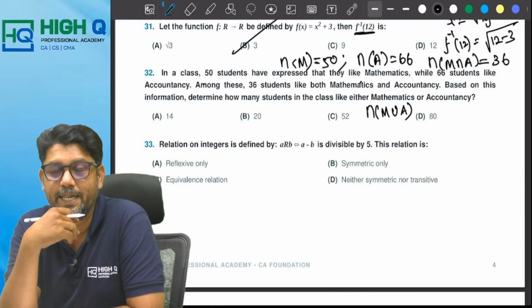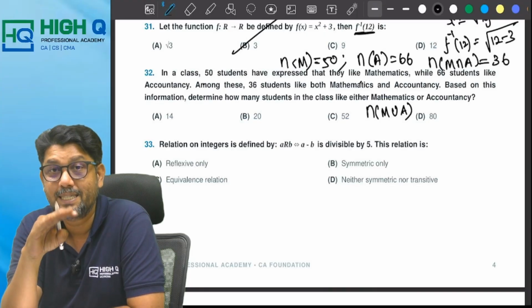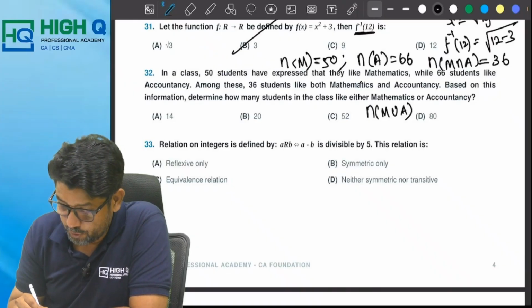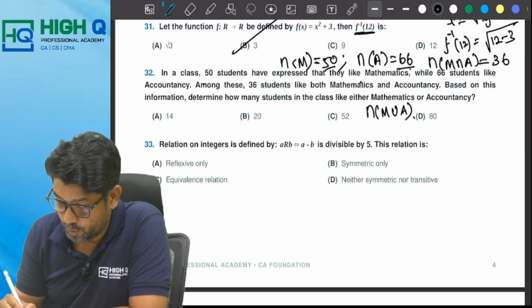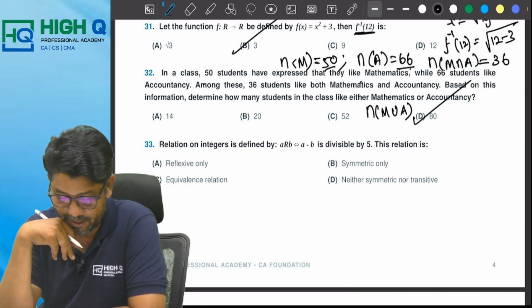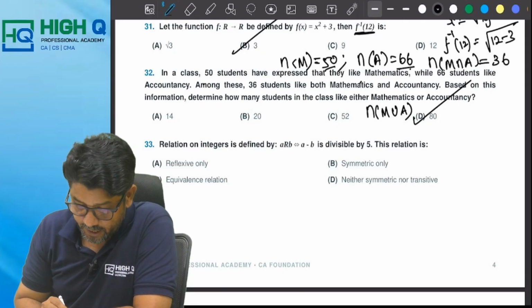Sir, I know the formula, sir. n of M union A is equal to n of M plus n of A minus n of M intersection A. So 50 plus 66 minus 36, my dear, which is equal to 80. That is the answer. Simply we can complete it, right?